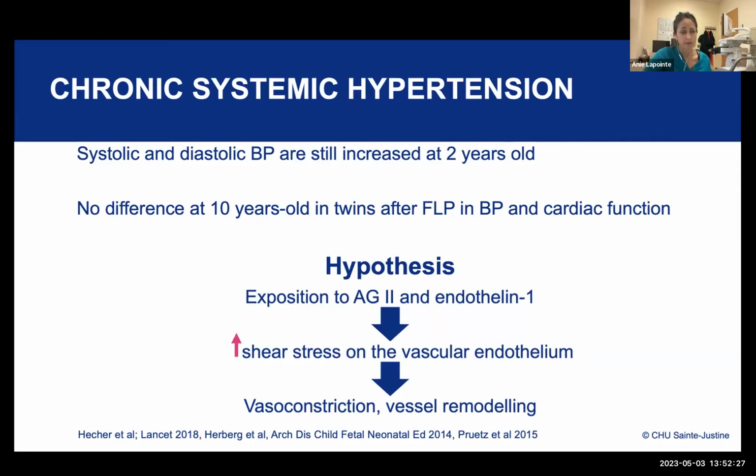The hypothesis to explain that is that the exposition to angiotensin II and endothelin I would increase shear stress on the vascular endothelium, causing vasoconstriction and vessel remodeling.